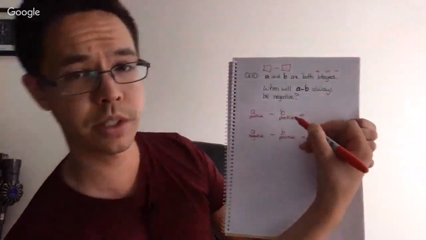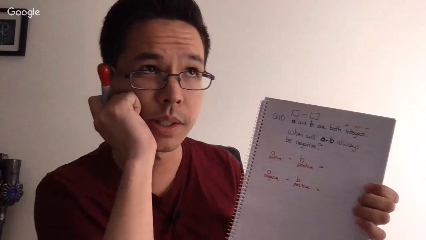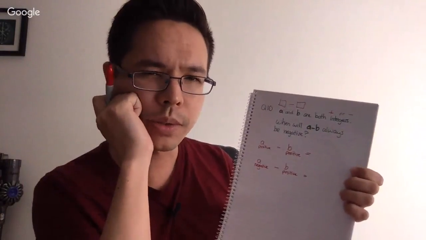So if A was a positive number, take away a positive number. So if I go like, 2 take 5, does that give me a negative answer? Well, yes. What about 3 take 2? Does that give me a negative number? No.